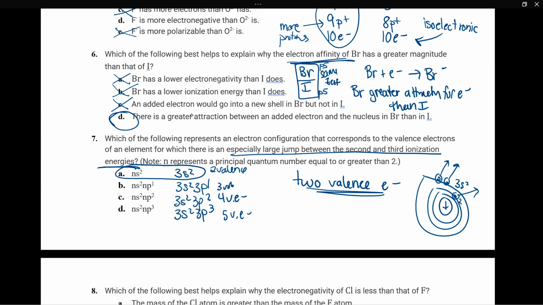So that's what we're going to see here in the data. We're going to see that the third ionization energy is going to be a lot greater than the first and second. So that tells us that there are 2 valence electrons in this atom. Those first 2 electrons are much easier to remove than the third one.